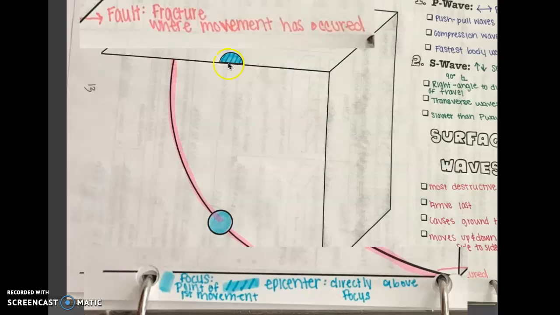above it. And then the pink line right here is our fault line. So this is where, or the fracture where the movement has occurred. So that boundary between those two plates, that's called the fault line.